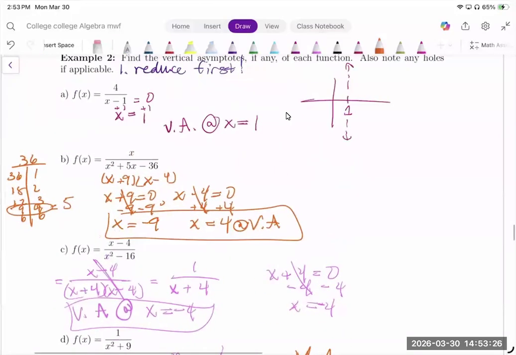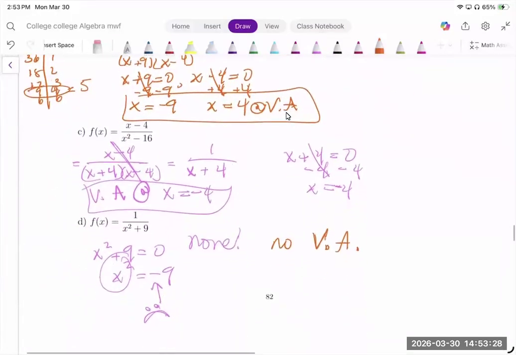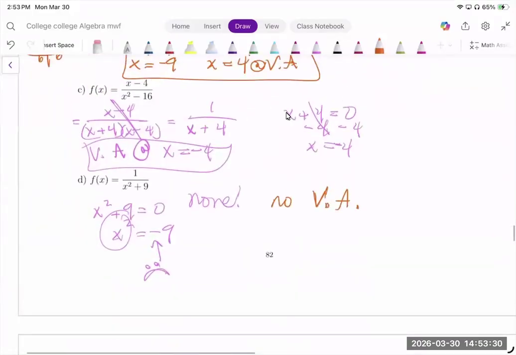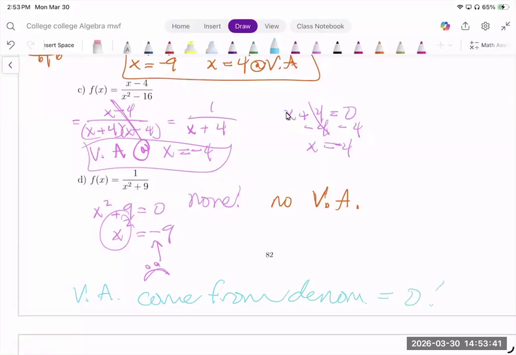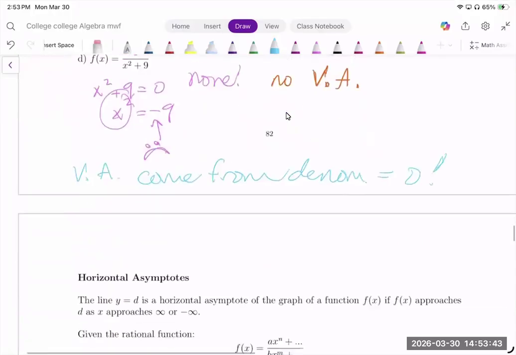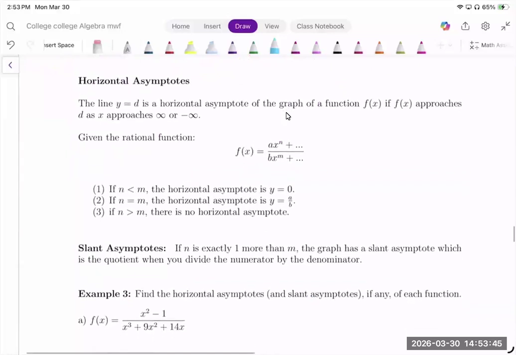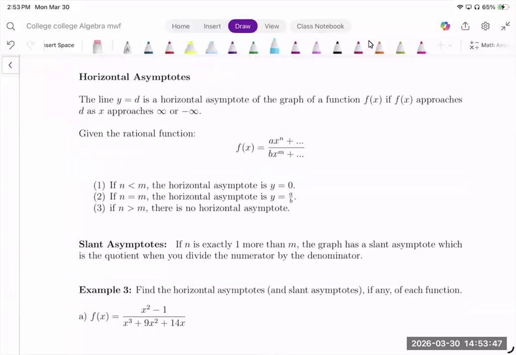That is practicing how to find them. They come from the denominator. Vertical asymptotes come from where the denominator equals 0. Okay, we'll pause the video and we'll pick up with horizontal asymptotes.